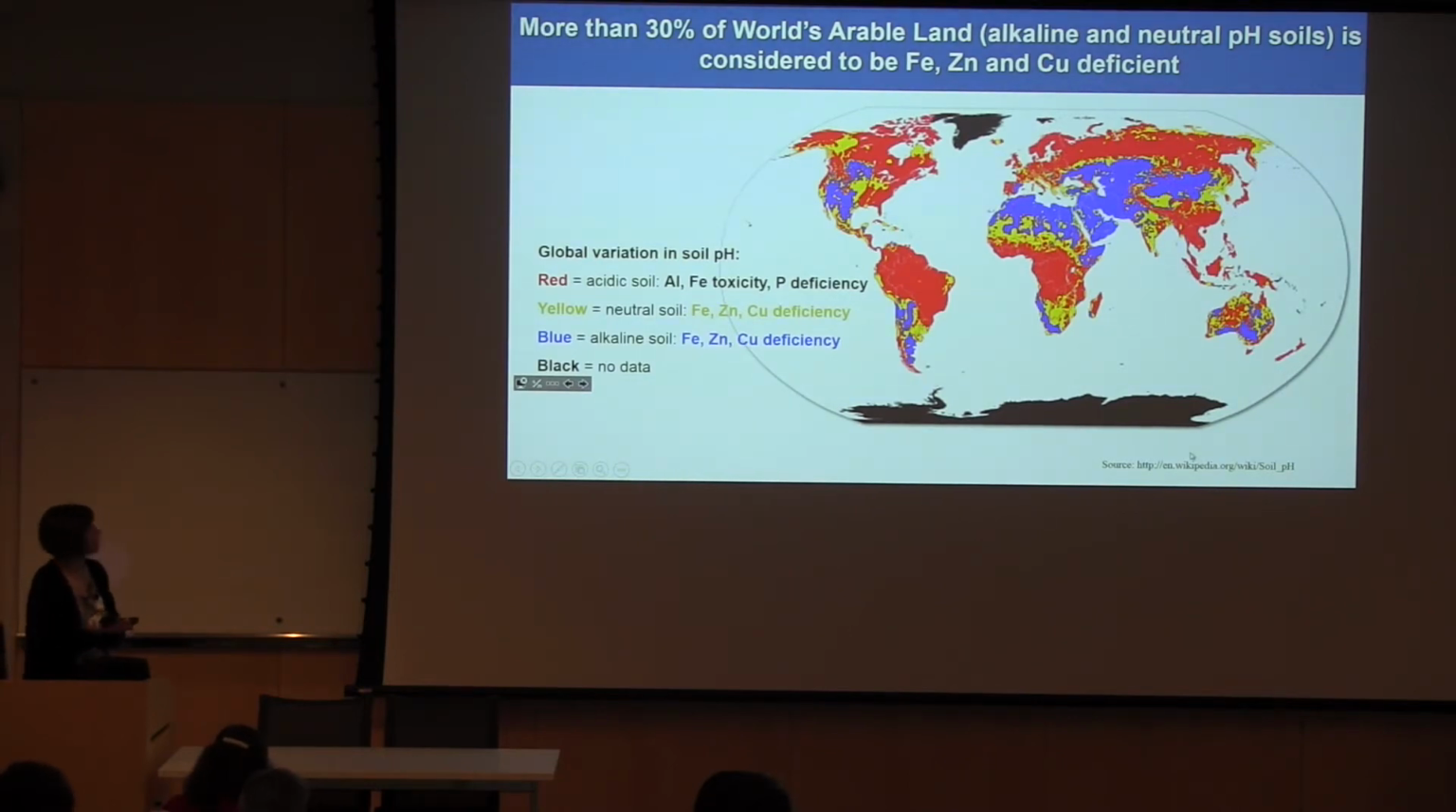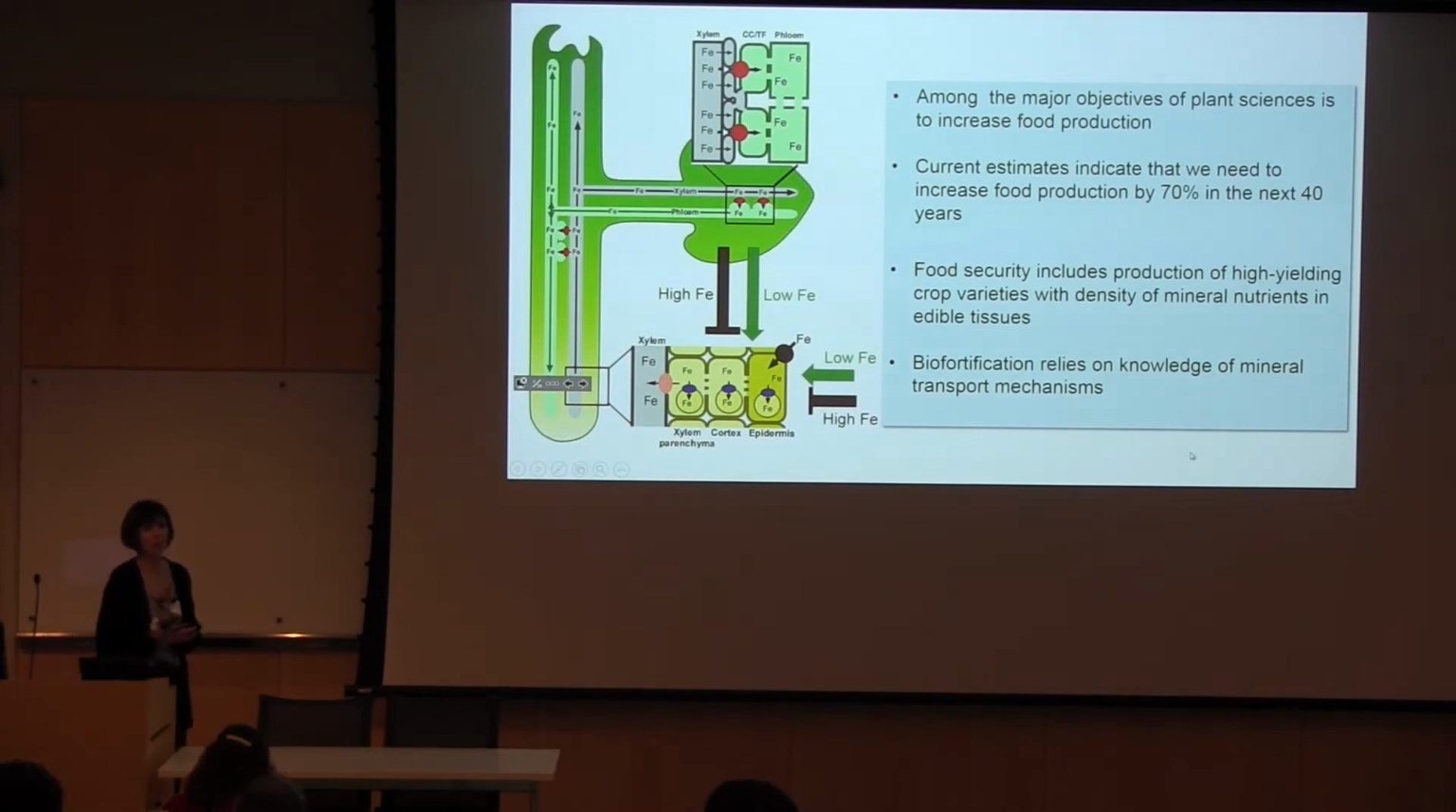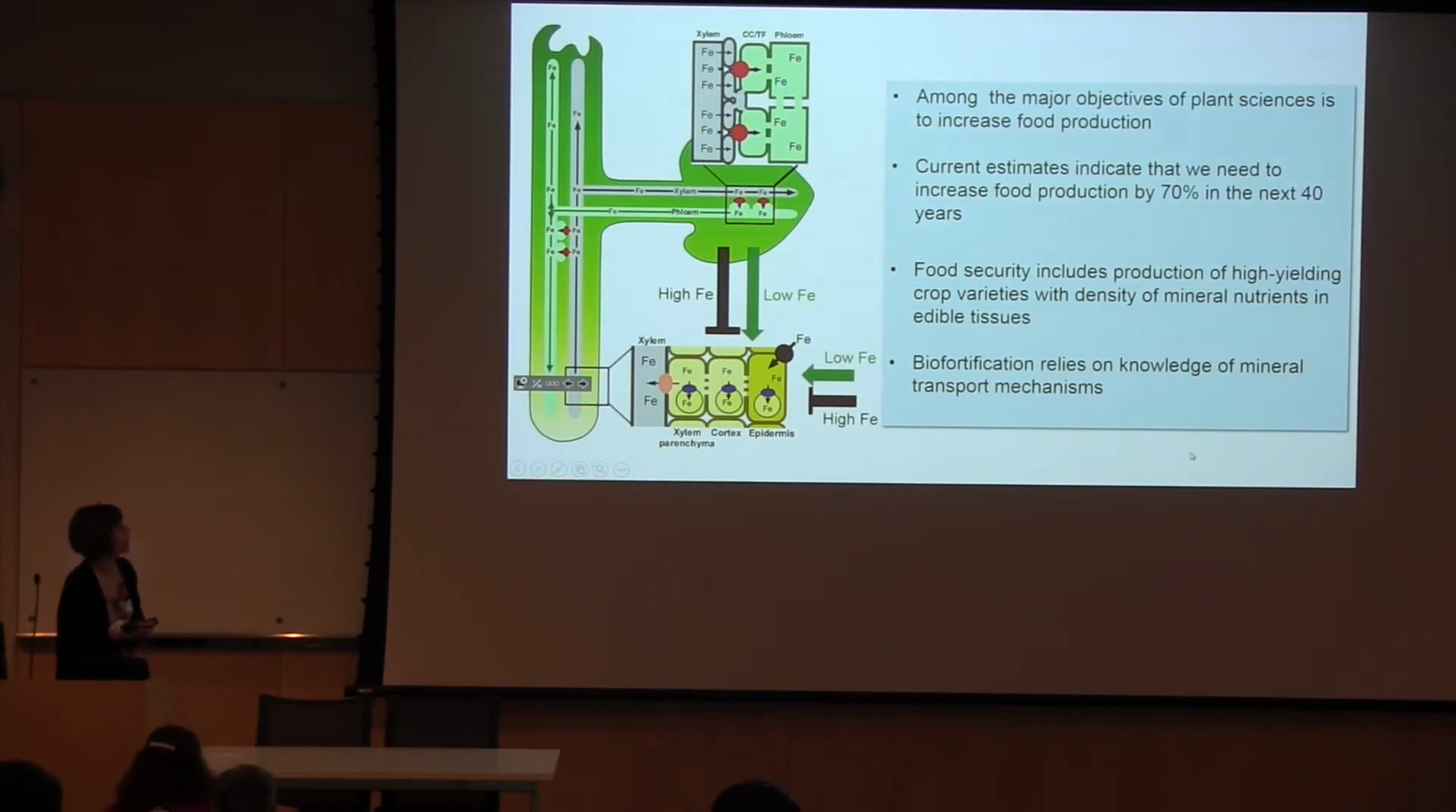All right, and so if we really want to meet the challenge of increasing food production by 70% in the next 40 years, and also if we want to make sure that we are able to biofortify edible parts of plants with nutrients, we really need to know how crops deal with their soil environment and the limitation of micronutrients in the environment. And so it comes down to knowledge of the transport systems.